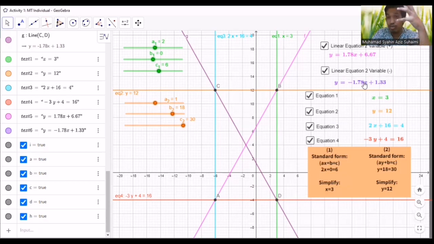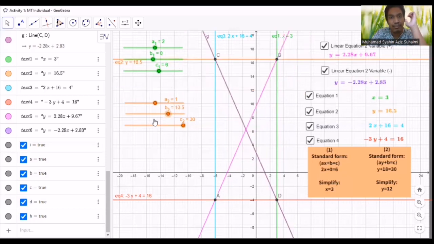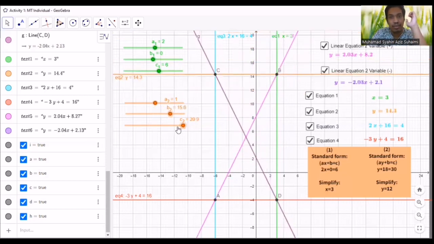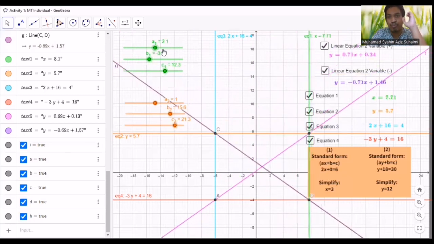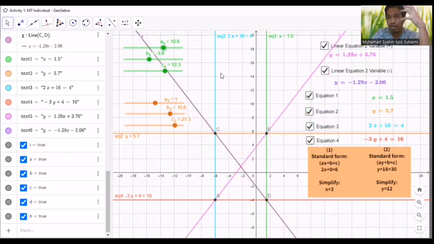So this is the introduction for you to understand the linear equation in 2 variables. You can look, you can play. I can play with this and you can see it. Nice, right? Very beautiful. This is the introduction for you to understand about the linear equation in 2 variables.